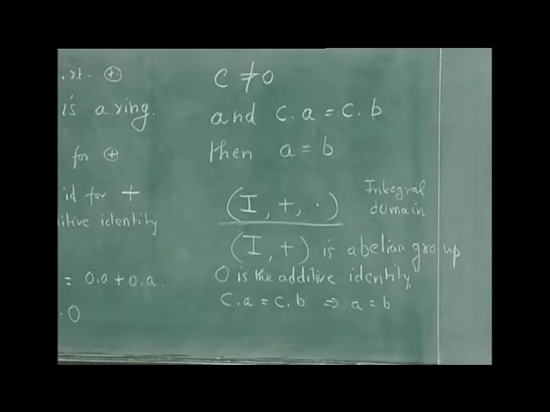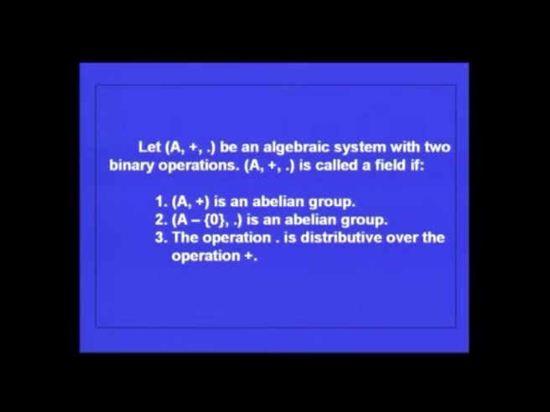Next we shall see the definition of a field. What is a field? Again we have two operations, addition and multiplication. Let (A, +, ·) be an algebraic system with two binary operations.